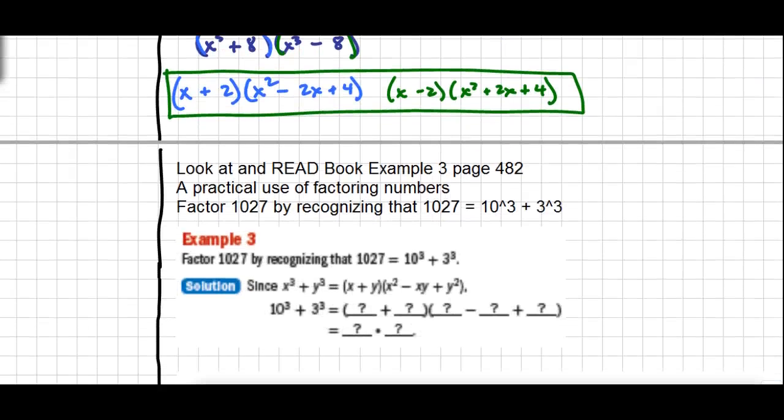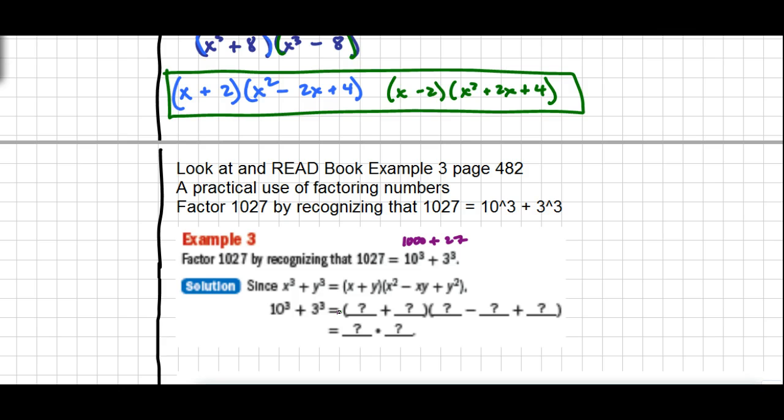I do want to look at one thing with students, and that is a practical example for where factoring will help you factor just a plain number. So this is talked about in book example 3, page 482. So they want to factor the number 1027, and so they recognize the fact that 1027 is the same as 1000 plus 27, and both of those numbers are cubed numbers. 10 cubed is 1000 and 3 cubed is 27. So we can use the cube sum template that we just used to try to figure out the answer.